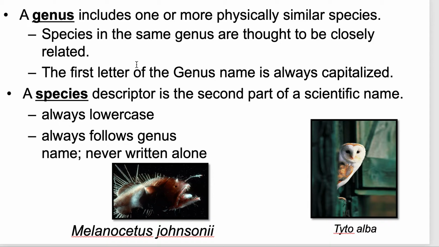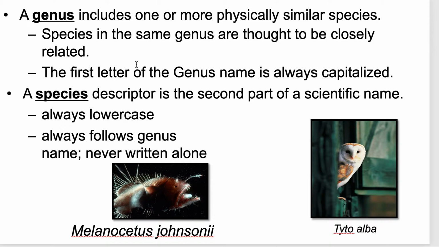The species in the same genus are thought to be very closely related, just like a family would be. The first letter of the genus is always capitalized, and it's what's written first. So while it's more like a last name, it's not written last, it's written first. Then the species descriptor is the second part of a scientific name, and it's always written all lowercase, nothing capitalized, and always after the genus, never by itself.